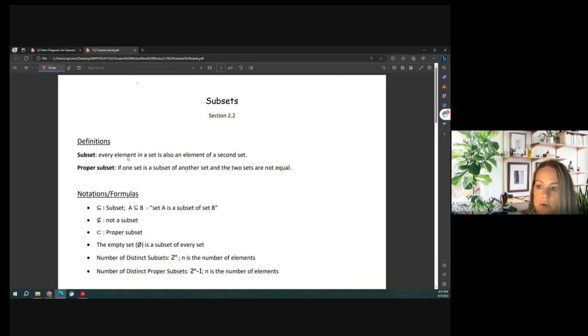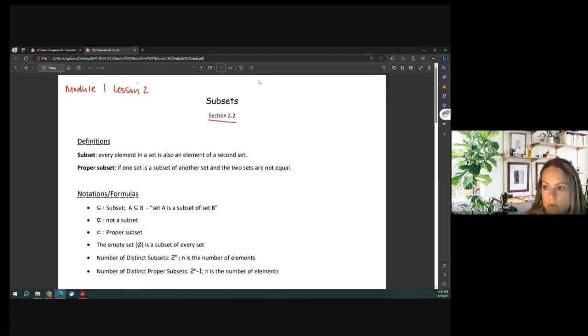So today we are going to do section 2.2, which is chapter 2 out of the book. This is actually going to be module 1, lesson 2. And we are talking about subsets and proper subsets.